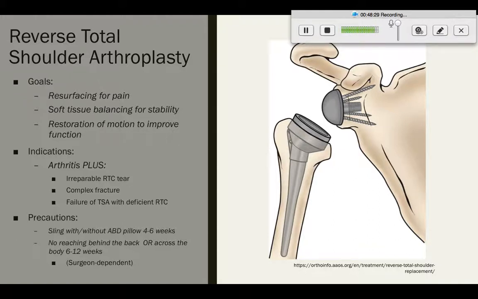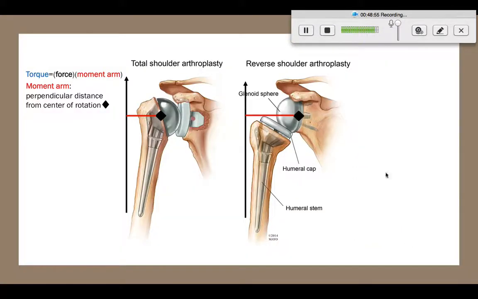So, indications for this procedure: arthritis plus an irreparable rotator cuff tear. So that's the big deal with the reverse. The rotator cuff is no longer intact. Also a complex fracture or a failure of a total shoulder arthroplasty with a deficient rotator cuff. Again, if the cuff is not functional. So let's go back to this picture one more time.